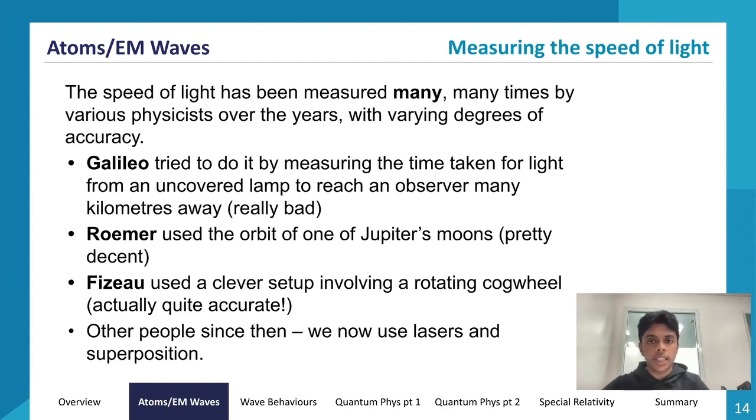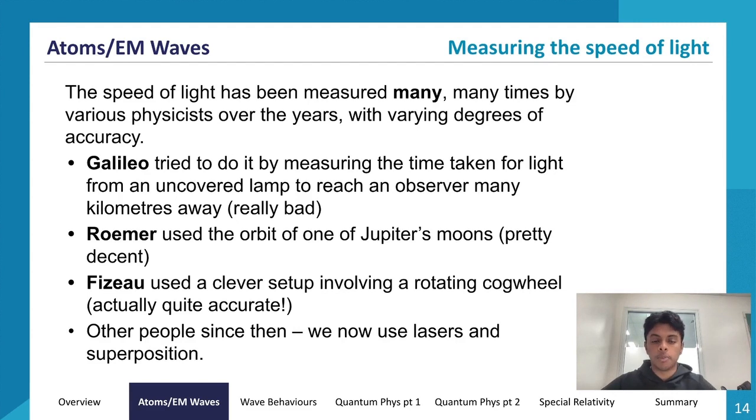And so he knew the distance that light traveled, and he knew the rotational velocity of the cogwheel. And using this, he would be able to find the time that light took to travel that known distance. And using that, he could find the velocity of light. So that's kind of the method. It's a bit confusing to understand verbally, but that's the method that Fizeau used, and he got a pretty close value to the accepted speed of light that we use nowadays.